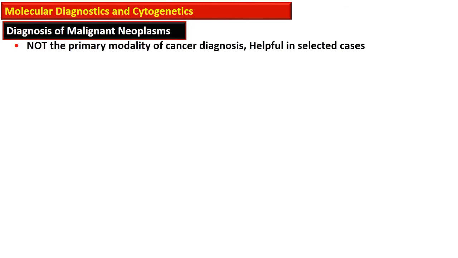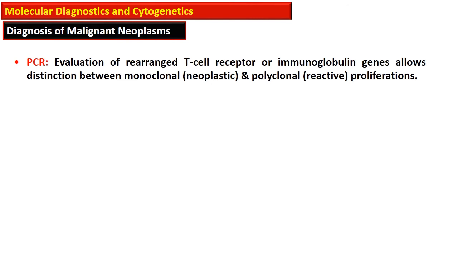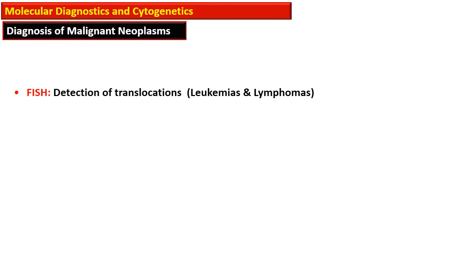The use of molecular diagnostics and cytogenetics is not a primary modality for the diagnosis of cancer, but these molecular diagnostics are helpful in selected cases. PCR, the polymerase chain reaction, helps in the diagnosis of malignant neoplasm by evaluation of rearranged T cell receptor or immunoglobulin genes that allow distinction between monoclonal or polyclonal proliferations. If these are monoclonal proliferations, they are the neoplastic ones, and polyclonal are the reactive ones.